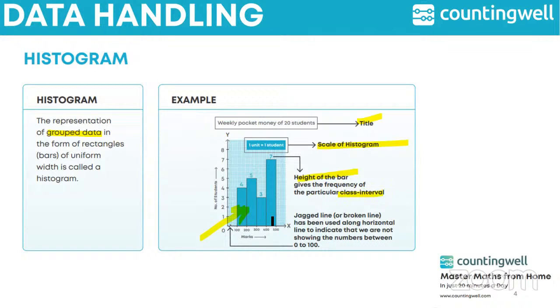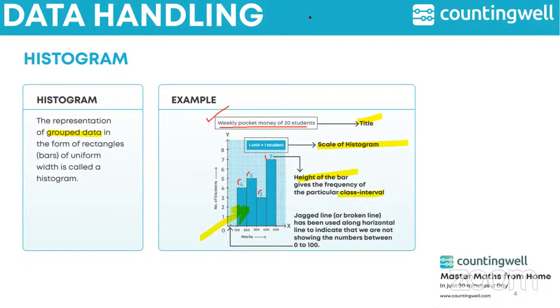Then we have a jagged line or broken line which is used along the horizontal line to indicate that we are not showing the numbers between 0 to 100. So let us carefully see this and understand. Here goes the title, as I told. It is the weekly pocket money of 20 students. So the number of students, here you can see 4, 5, 7, 3.